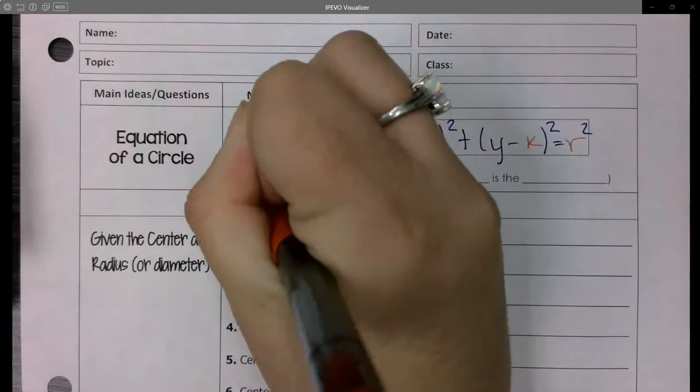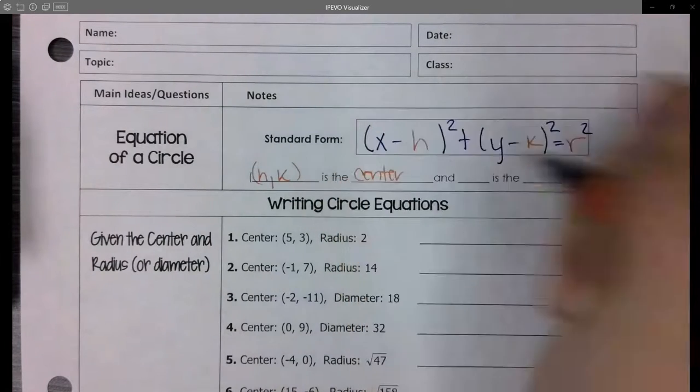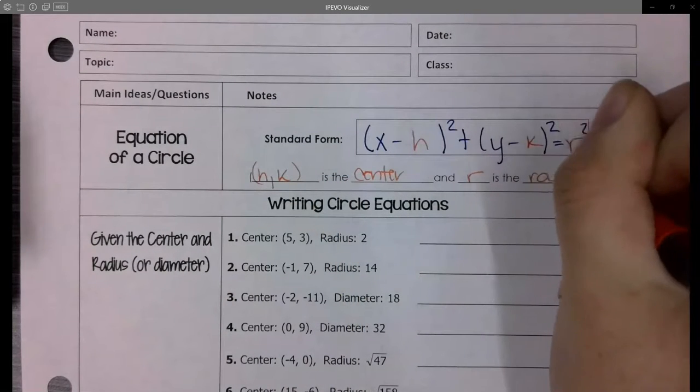So (h, k) is my center, and r is my radius of the circle.